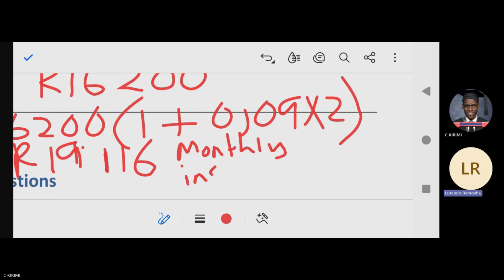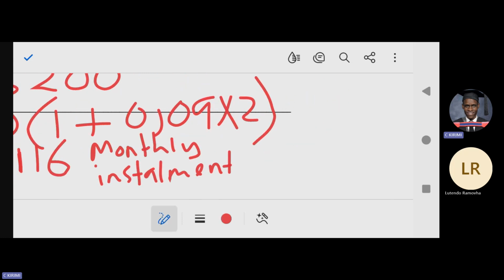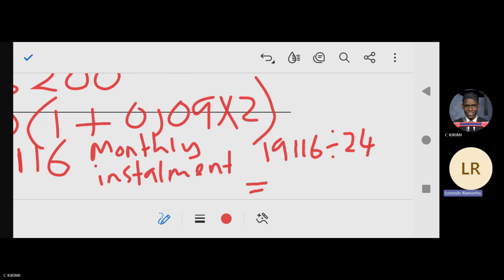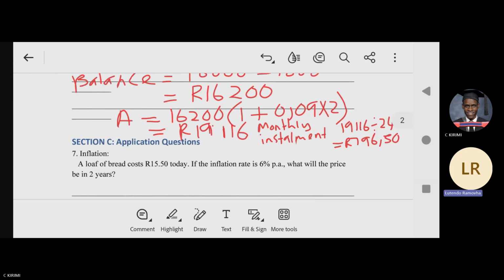I said 19,116 divided by 24, which gave me 796.50. Monthly installment, then you divide. So dividing that answer which you got, 19,116, you divide by 24 months, isn't it? Yes. Then the final answer will be 796 rands and 50 cents. That's excellent. 796 rands, 50 cents. Any problems here? No, sir.